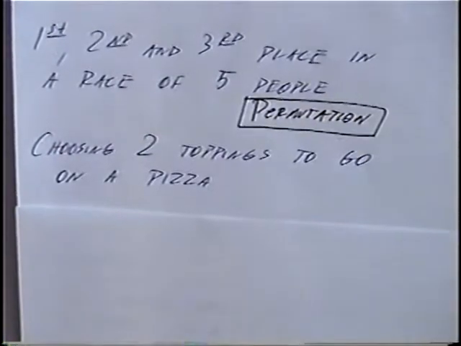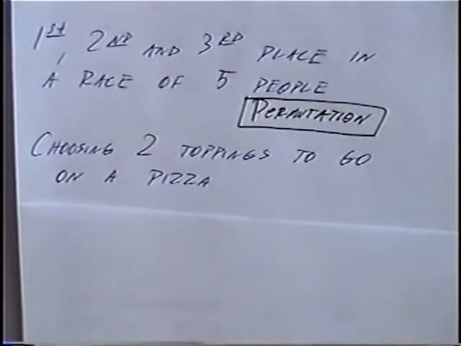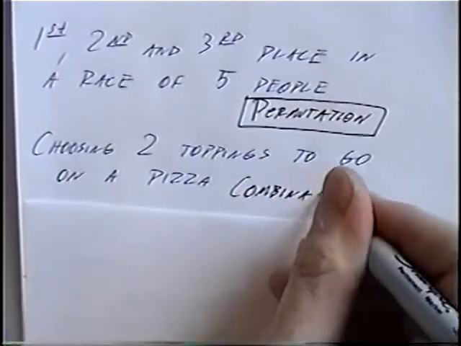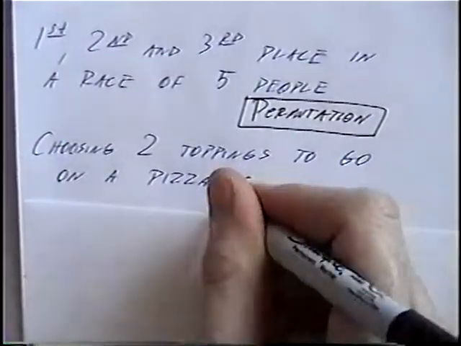For the second question, choosing 2 toppings to go on a pizza. In this case, the order does not matter for toppings. If we choose pepperoni then sausage, it's the same thing as choosing sausage then pepperoni. In this case, it would be a combination because the order does not matter.